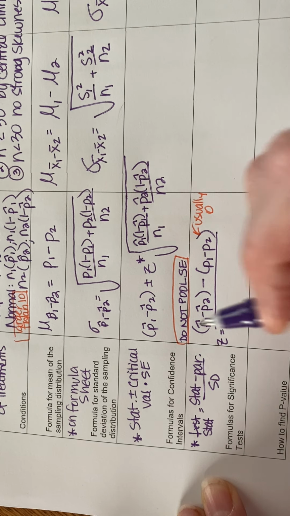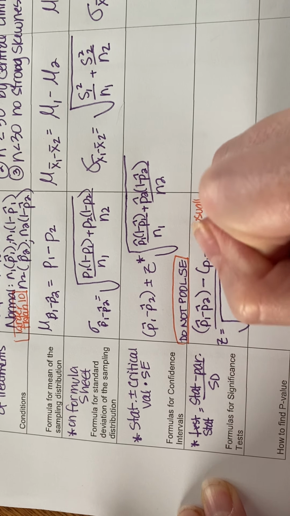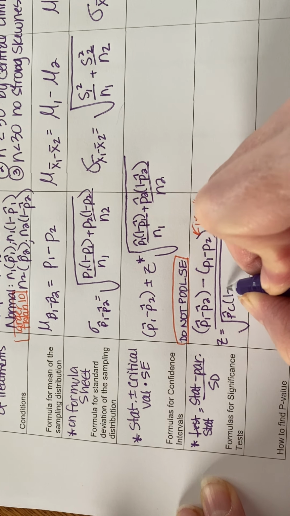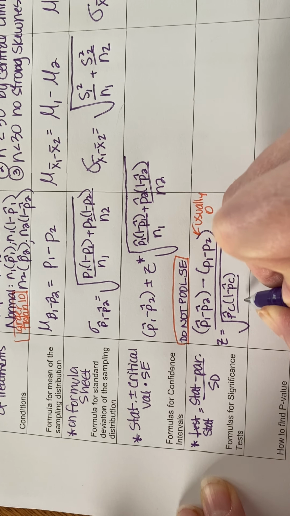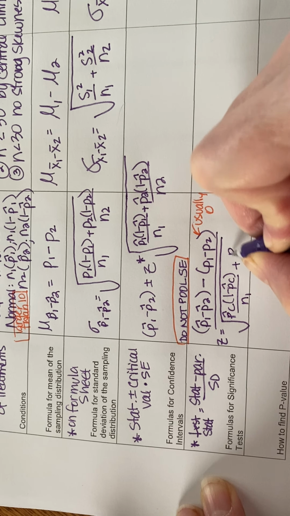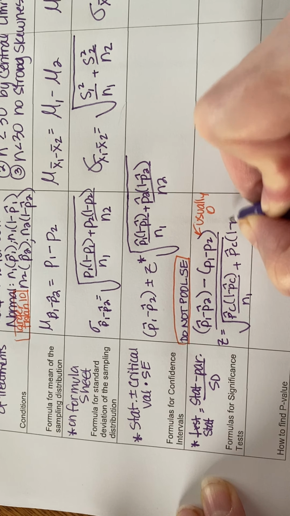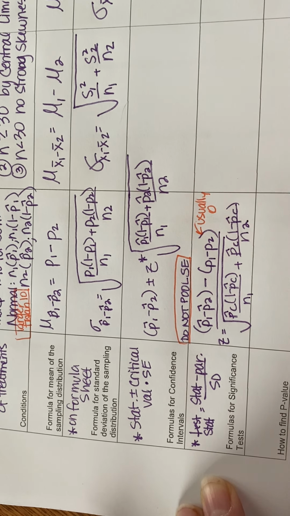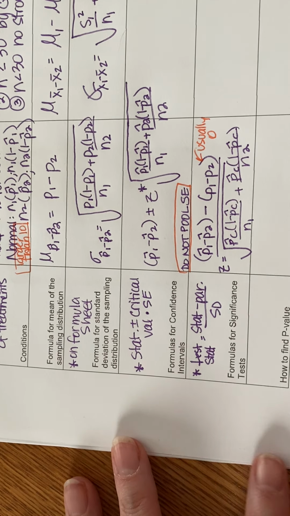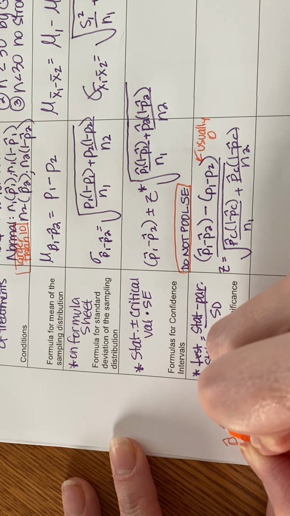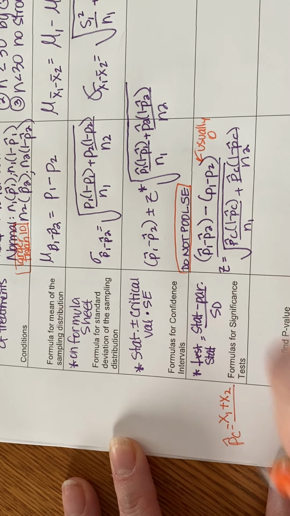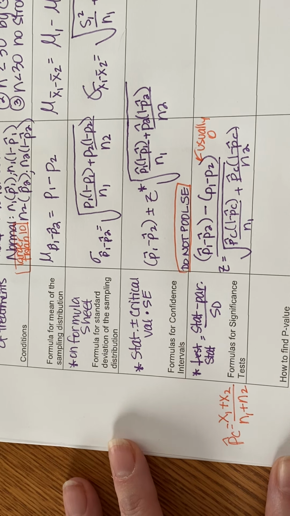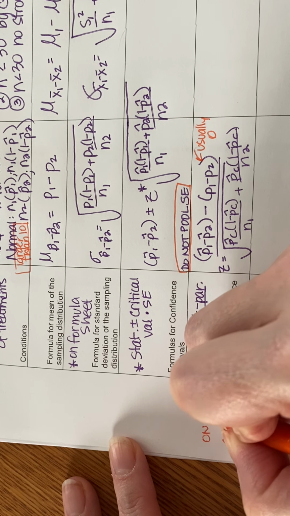Now, this is where we have to pool our data. So we have to do p hat c times 1 minus p hat c over n1 plus p hat c times 1 minus p hat c over n2. Now, this is on your formula sheet, that p hat c is your number of successes, x1 plus x2, divided by your sample sizes combined. So this one is on your formula sheet.